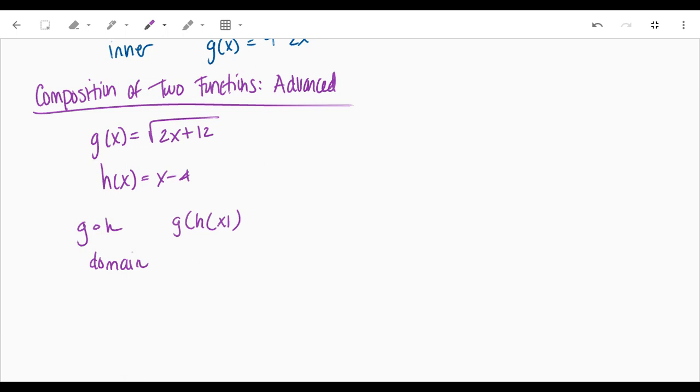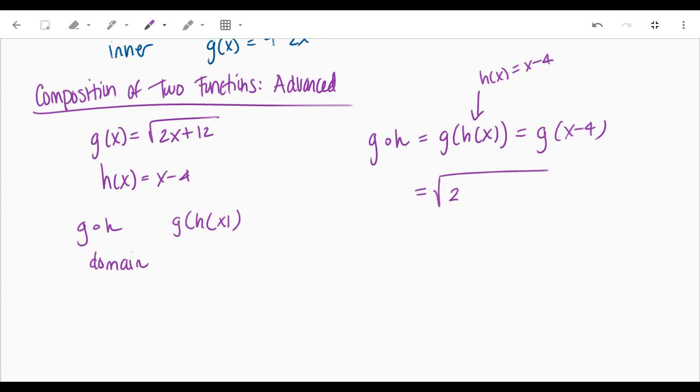Okay, so first of all, g of h, which again is g of h of x. Okay, h of x is x minus 4, so we're doing g of x minus 4, right? Because h of x is x minus 4. Okay, so we're going to take our function g, and wherever I see an x, I'm going to put x minus 4 instead. And I'll simplify that. So distribute the 2 and combine our like terms.